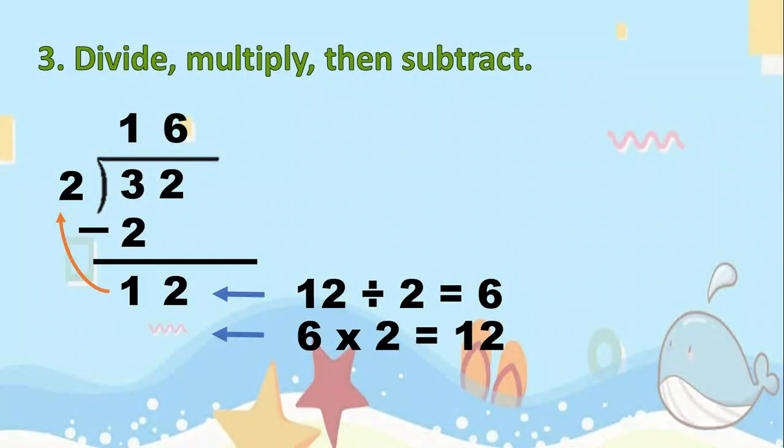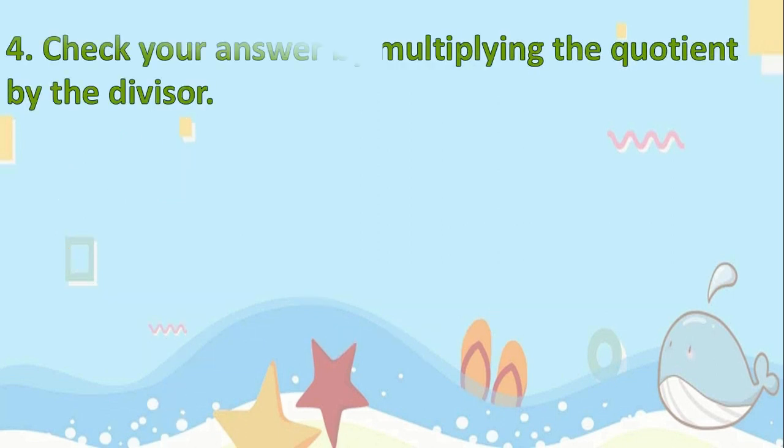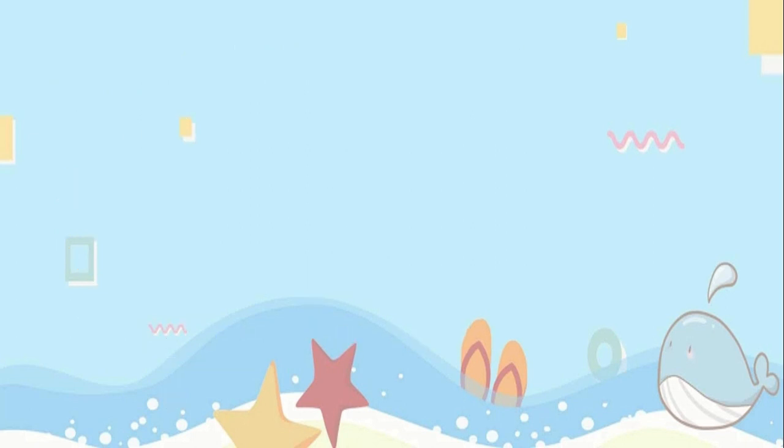6 times 2 is equal to, very good, 12. You will put your answer below the number 12 also. So there you go, 12. After multiplying, what's next? Subtract. We can now subtract. 12 minus 12 is equal to 0. So your answer here is 16. So 32 divided by 2 is equal to 16.